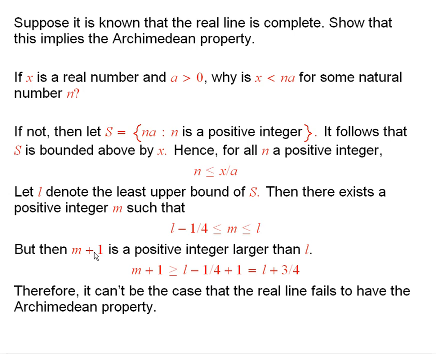So now you just look at m plus 1. Well, m plus 1 is at least as big as L minus 1/4 plus 1, and that's L plus 3/4, and that's bigger than L. So now L failed to be an upper bound. So we've derived a contradiction from assuming that the Archimedean property does not hold. Therefore, it can't be the case that the real line fails to have the Archimedean property.